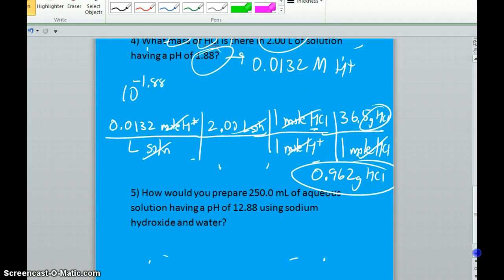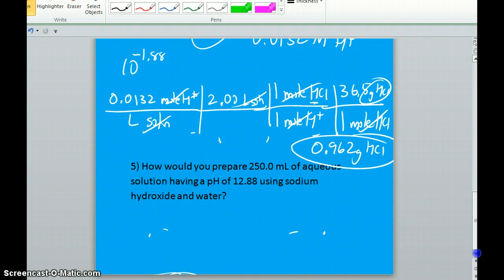As one last example, let's consider this problem right here. How would you prepare 250 milliliters of aqueous solution having a pH of 12.88, so I've been given a molar concentration of something, using sodium hydroxide? Of course, this is a high pH, and that's what we get putting a strong base into water. But once again, if I've got lemons, I'm not going to try to make orange juice. I'm going to make a lemonade. Therefore, I'm going to think in terms of pOH for this base.